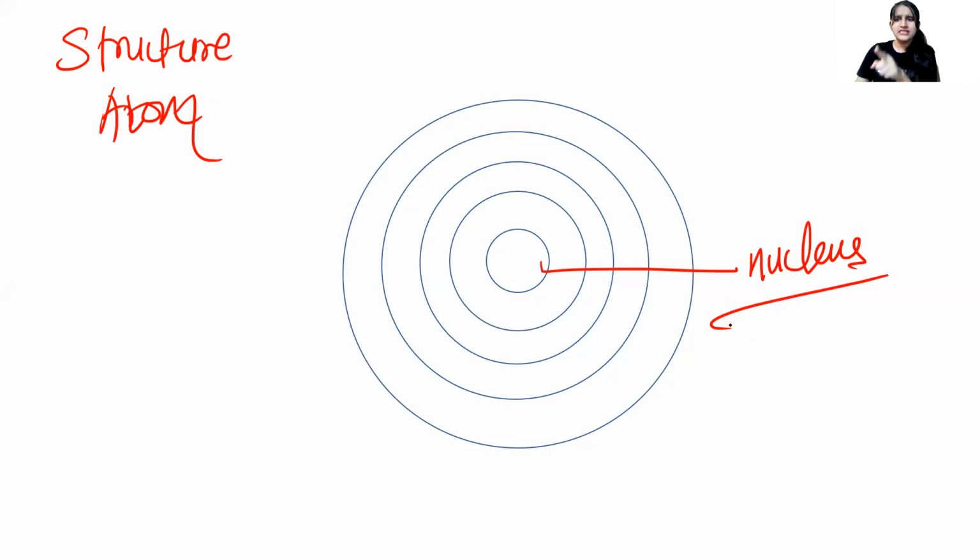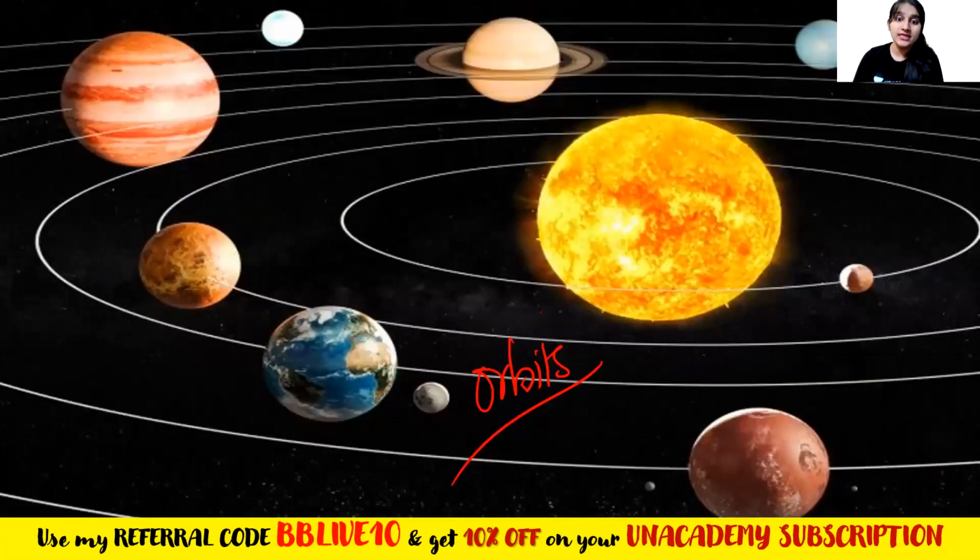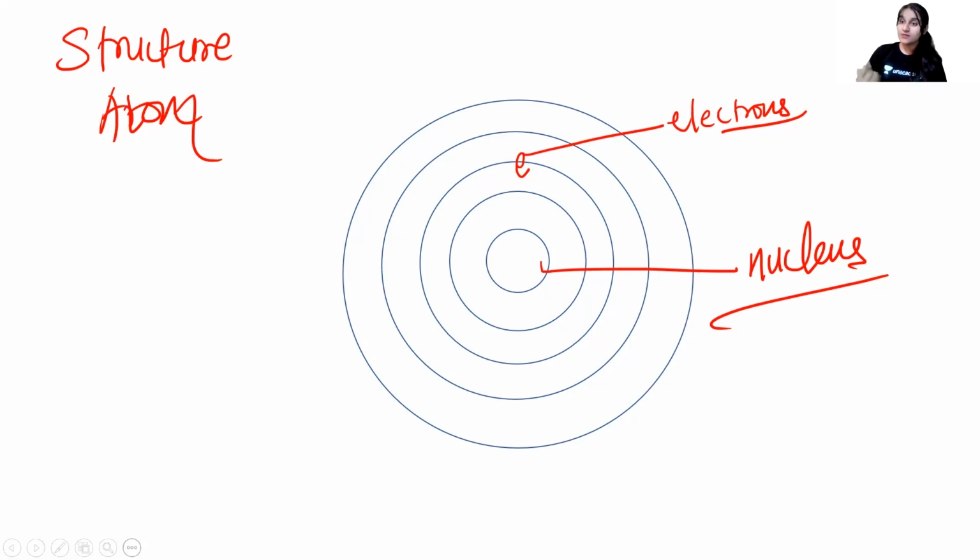So this nucleus over here is at the center. It acts like a sun, right? Does it have planets revolving around it? No, it does not exactly have planets revolving around it, but it has something called electrons. Electrons are revolving around the nucleus in a circular path. Even my planets do the same, and their paths are called the orbits of my planet. Similarly, the electrons move in a circular path, and this is called their orbit.